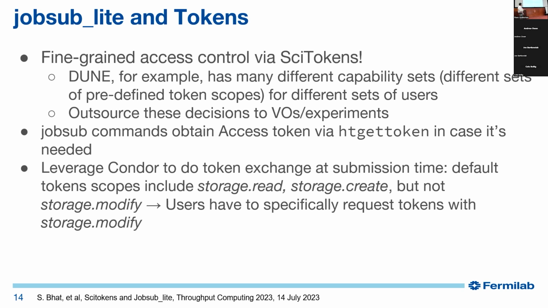We do not, by default, give them storage.modify. That scope allows users to rename and delete files at a particular path. Users have to specifically request tokens that have that scope in order to get them. This is one way that we put guardrails around job submission and make sure that you don't have a job that accidentally wipes out tons and tons of data, for example. And this is all made possible via Condor's token exchange mechanism, which has been really, really handy for us.